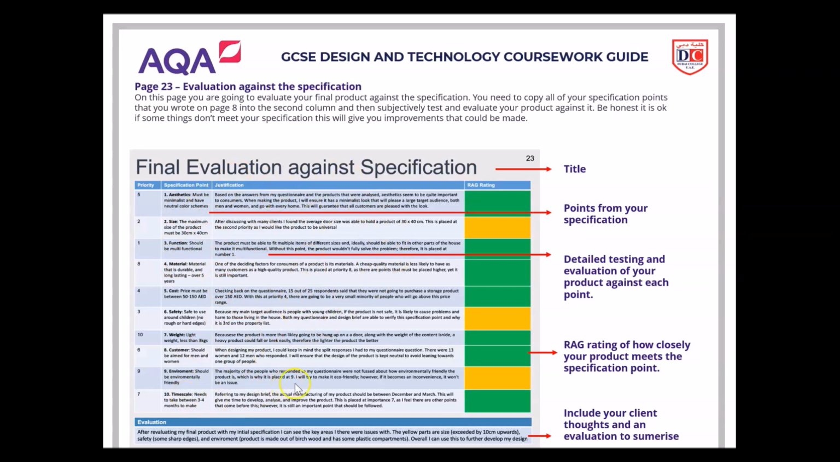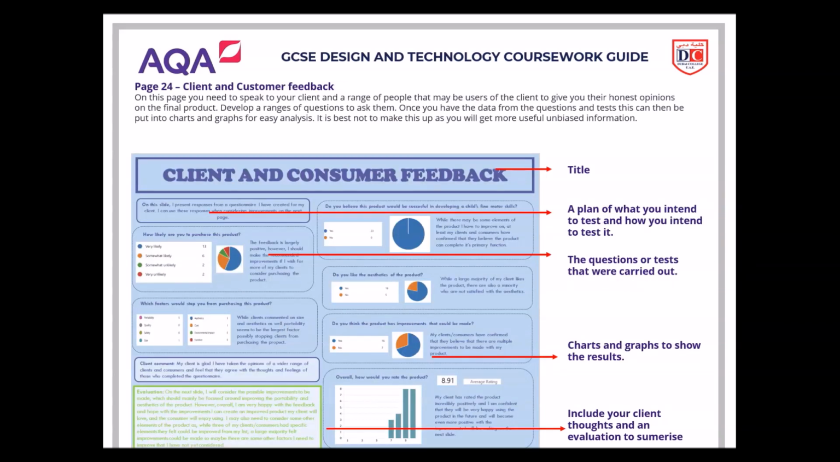It's also, I would suggest adding in something, evaluating it against your design brief. So add in your design brief as a column to show that you've also considered, does it meet what you fully intended to do at the beginning? And then there's an evaluation box at the beginning showing, concluding what you found out and what you think about the whole evaluation process. The next page is getting feedback from your client and also your people in your target market.